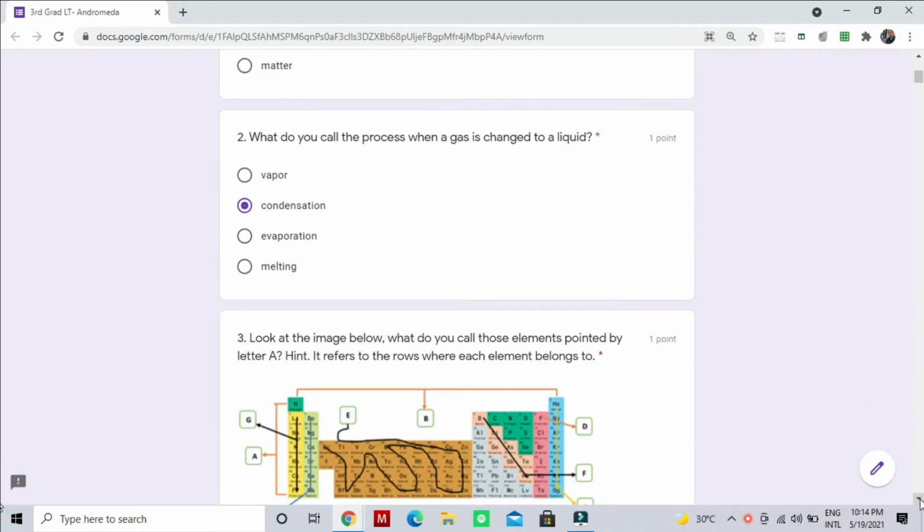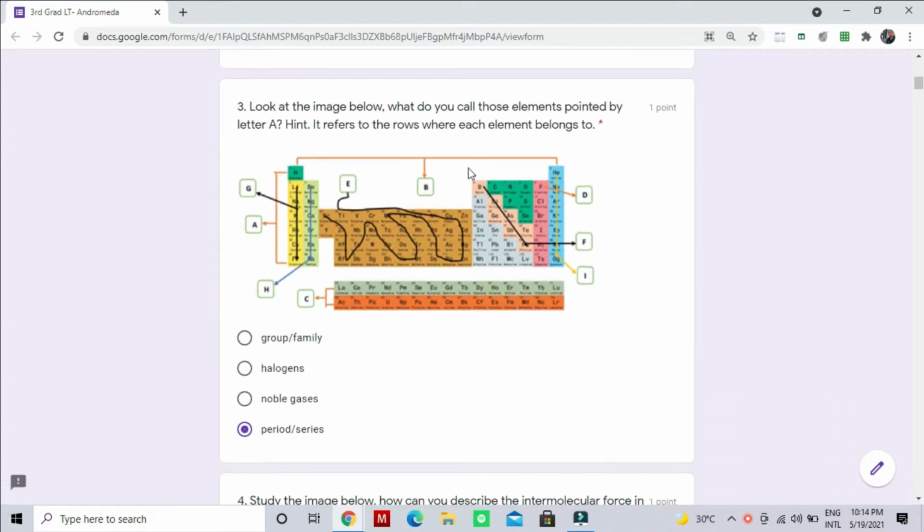Question number 2. What do you call the process when a gas is changed to a liquid? The correct answer is condensation. Question number 3. Look at the image below. What do you call those elements pointed by letter A? Hint, it refers to the rows where each element belongs to. The correct answer is period or series.